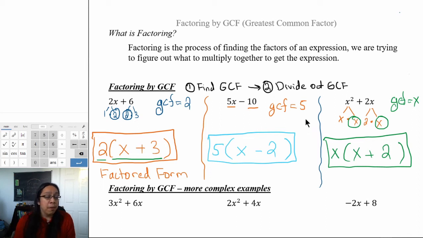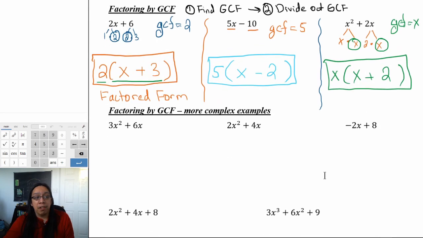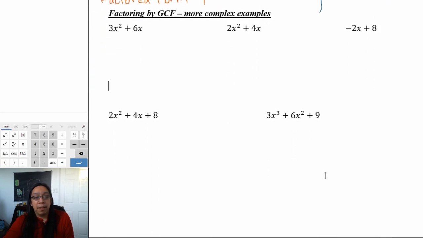So let's look into a little bit more complicated examples, slightly more complex, and even look into some trinomials, because those can also be factored by GCF as well. So let's look at these guys. Let's look at this first one here. We have 3x squared plus 6x. Notice that this definitely has a lot more pieces compared to the examples we saw above. So let's go ahead and take it a step at a time.